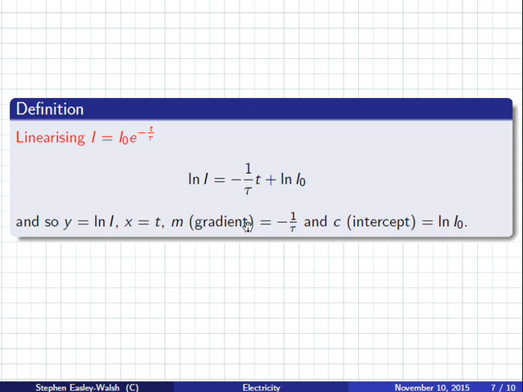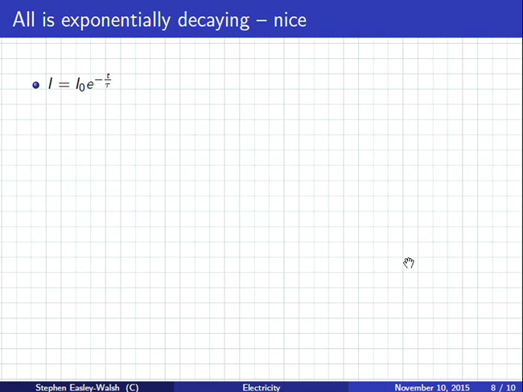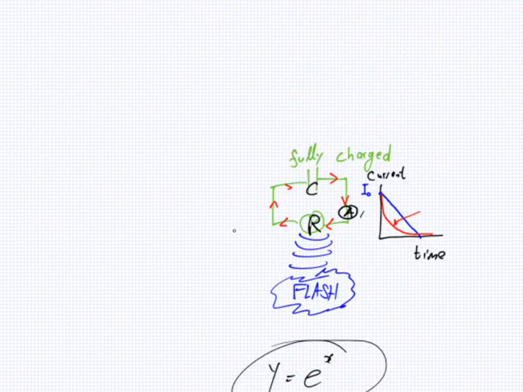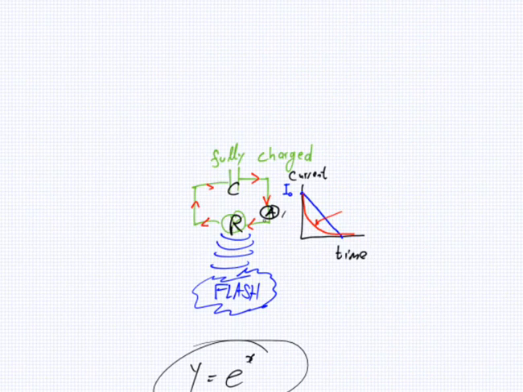Look. We have I equals I0 e to the minus 1 over tau t. And what graph did this make? What's this shape called? Exponential. What did I do to make it linear? I used log. So let's use log and see what happens.